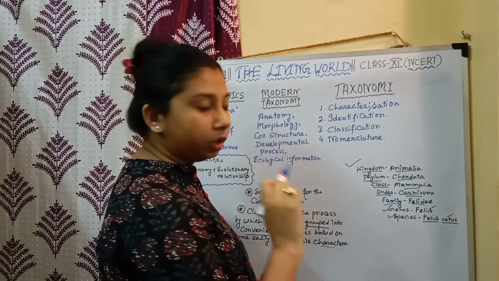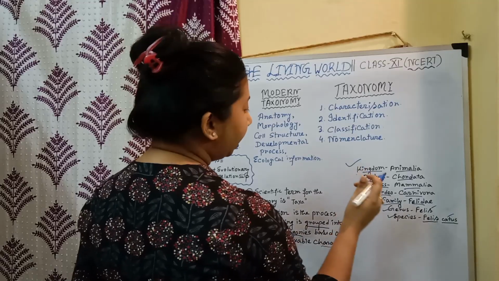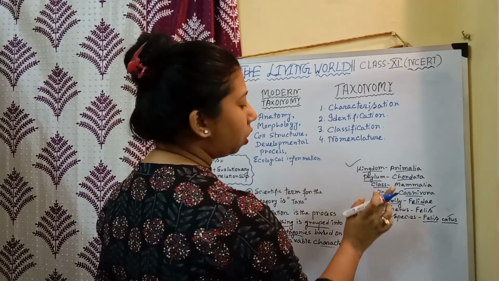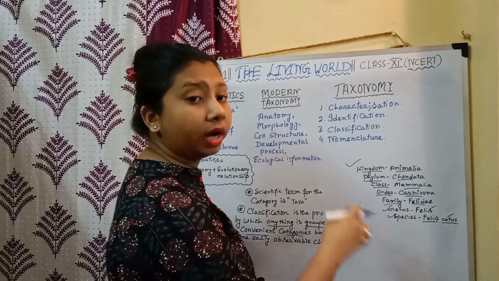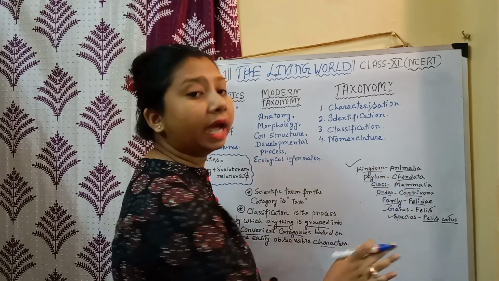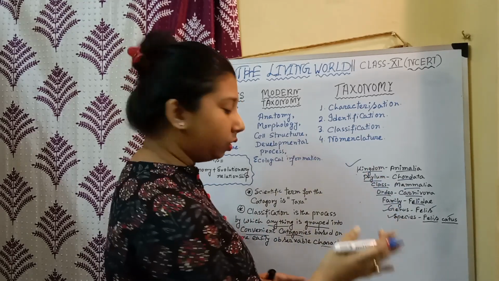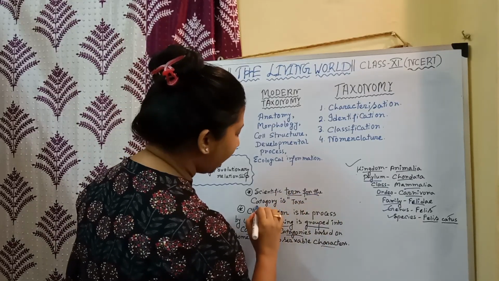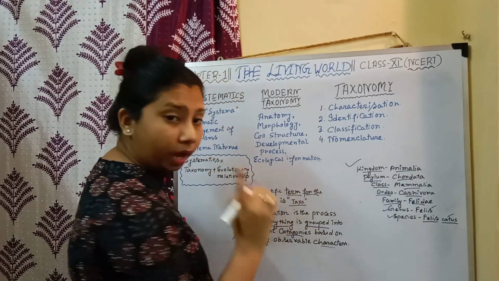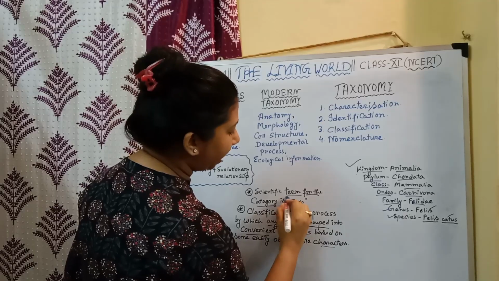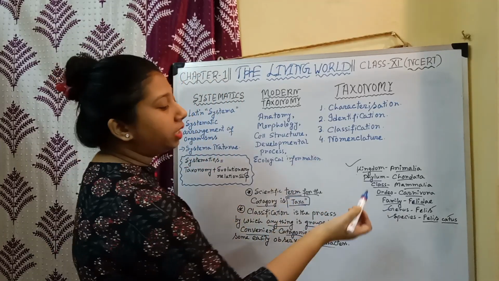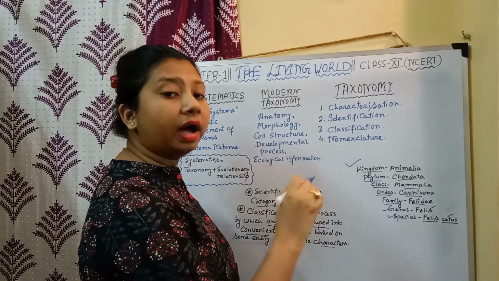Okay. So now here one thing you must notice: we are talking about the kingdom, phylum, class, order, family, genus, species, and these all are categories. In scientific terms, the word for category is taxa. You have to memorize the word taxa. It is important.